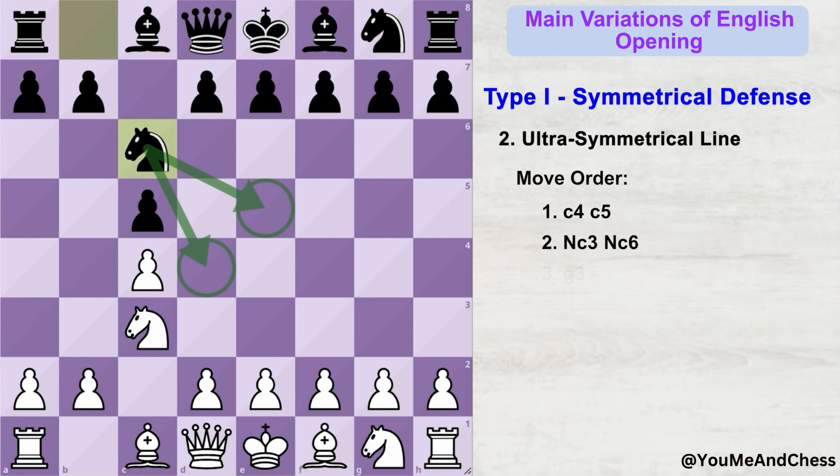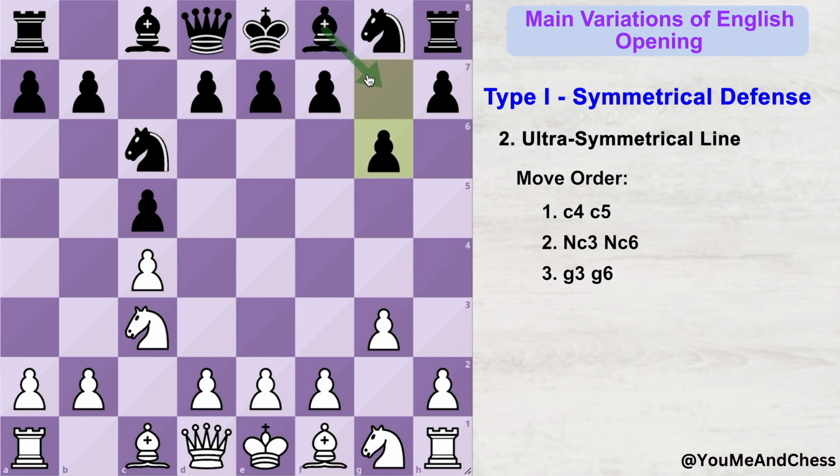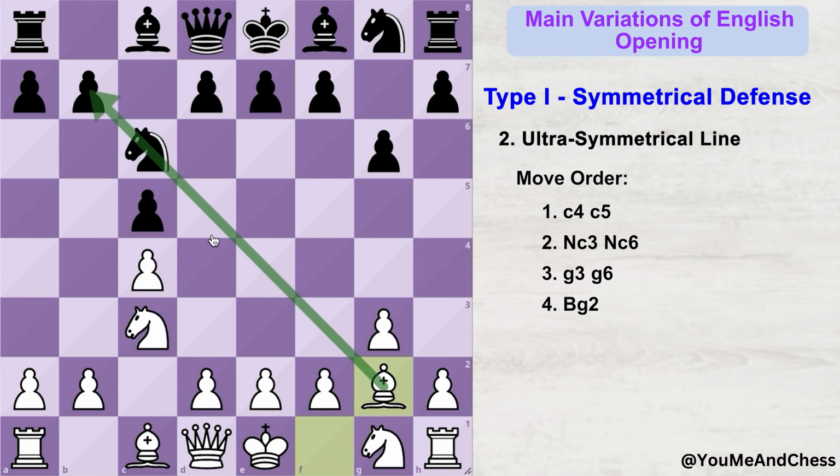White now plays g3, preparing to fianchetto his kingside bishop. Black plays g6, preparing to fianchetto his dark square bishop. And now white plays bishop to g2, taking control of the light squares on this diagonal, mainly focusing on these two central squares.